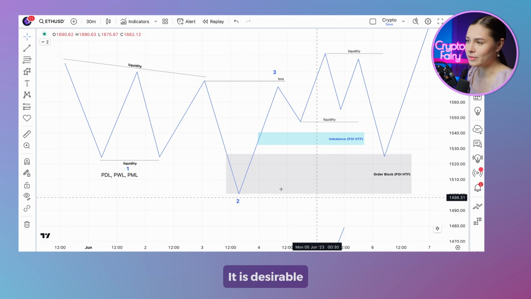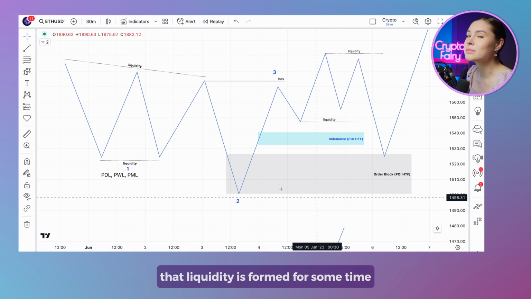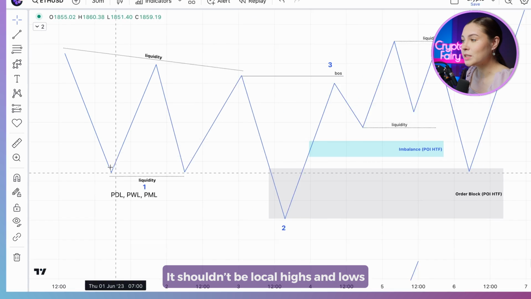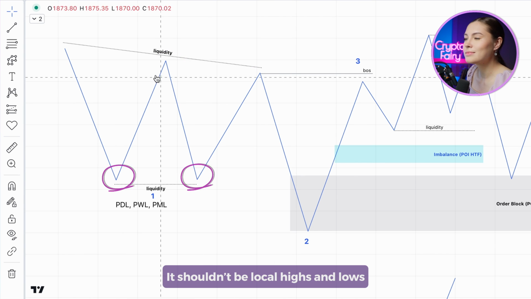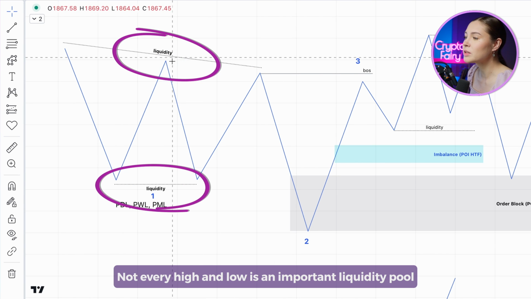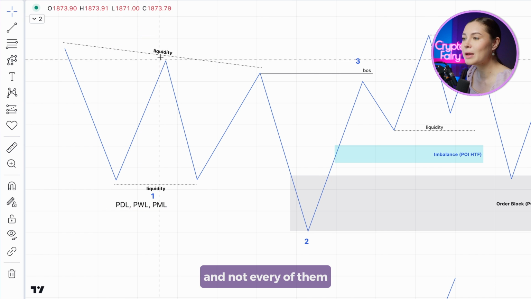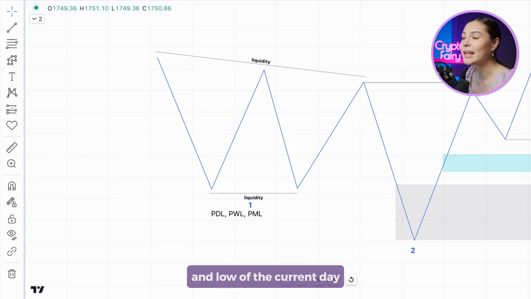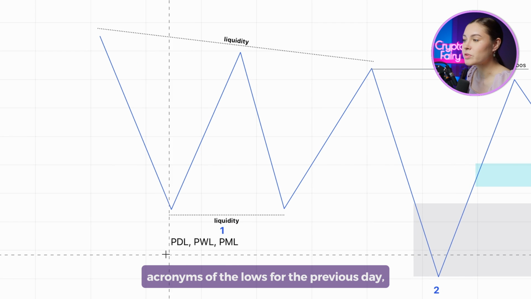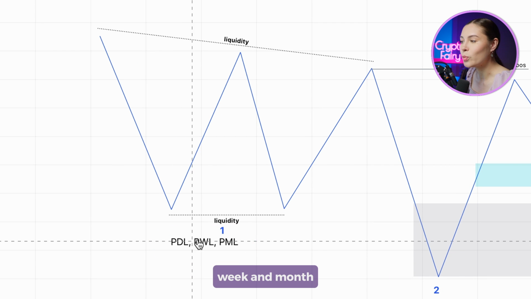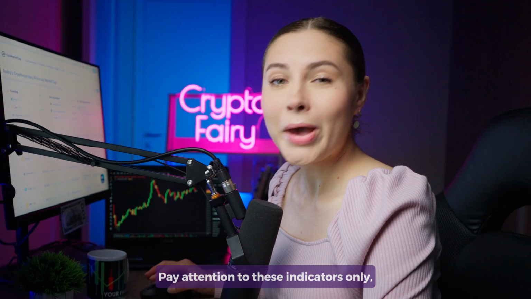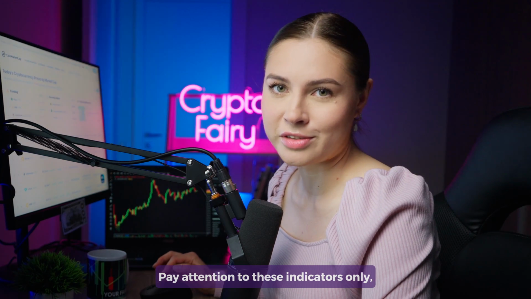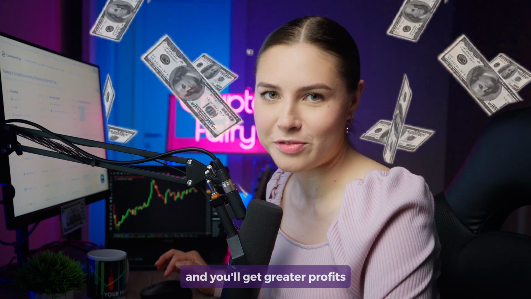It is desirable that liquidity is formed for some time. It shouldn't be local highs and lows. Not every high and low is an important liquidity pool, and not every one of them is worth focusing on. You should focus only on important levels, such as the high and low of the current day. On the screen, you can see acronyms of the lows for the previous day, week, and month. Pay attention to these indicators only, and you'll get greater profits.